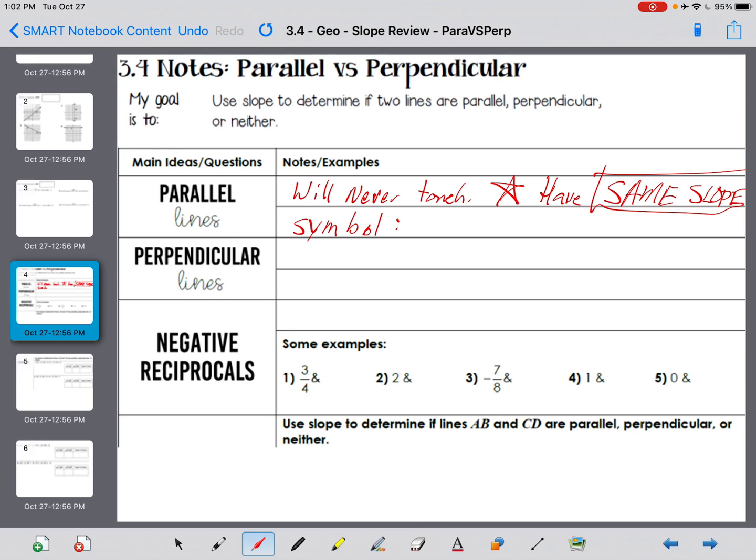Here's the symbol for parallel. It looks like the L's in parallel. Okay? So you'd say like line L is parallel to line M, which we've already been doing.